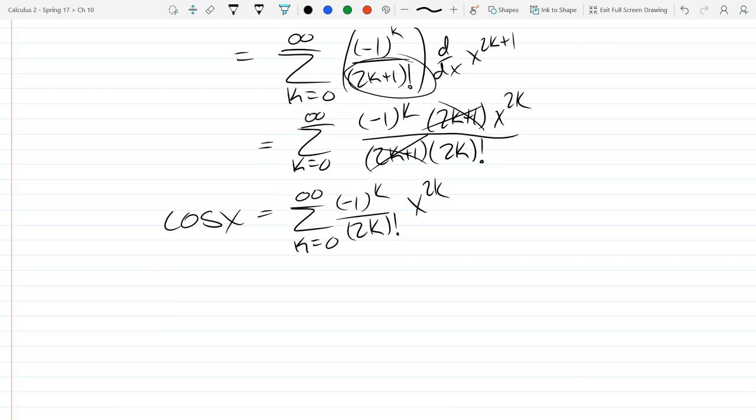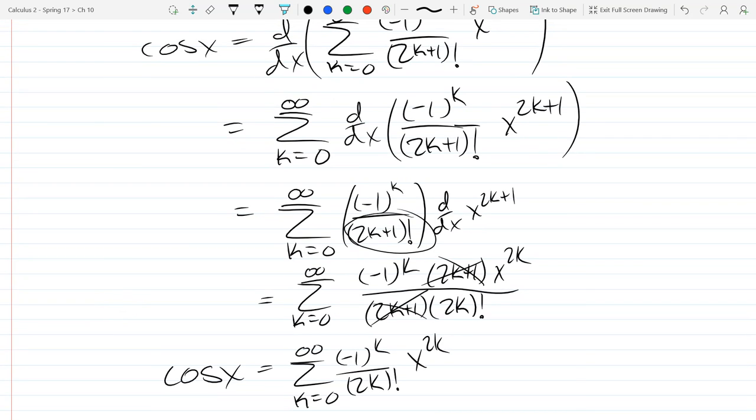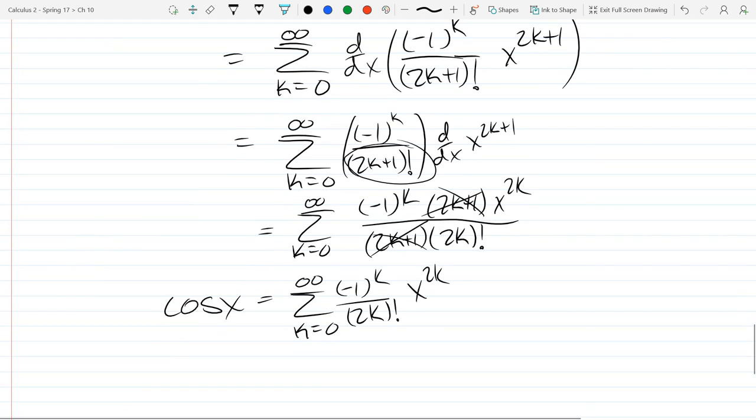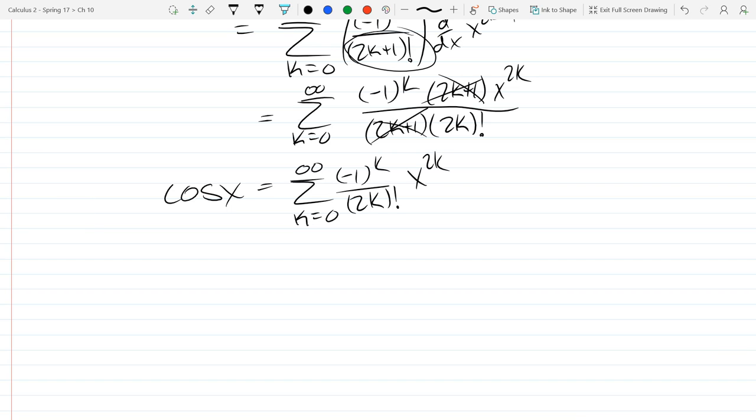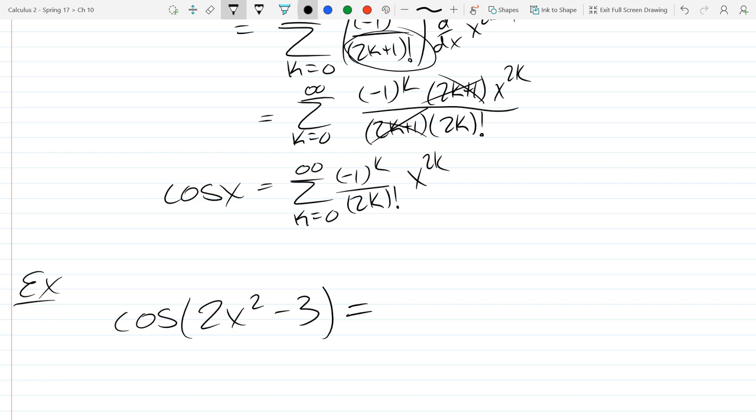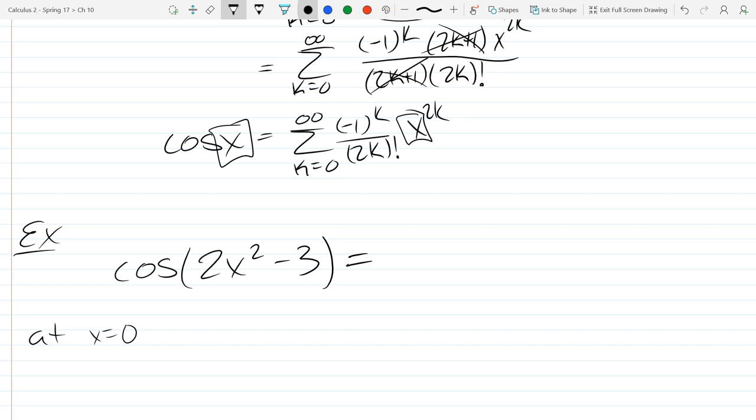Can we work backwards? What do you mean? Go from the summation to the actual function. Is it going from function to... Yes, but you need to know what a lot of the summations look like, and you have to be very good at algebra. So, for example, let's write out the expansion for 2x squared minus 3 at x equals 0. So all we're going to do is replace x by 2x squared minus 3.